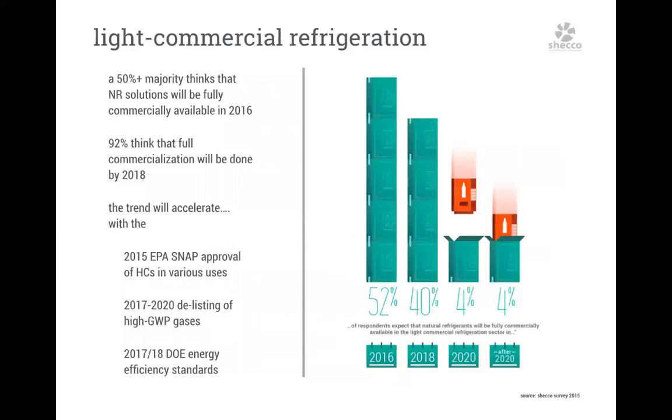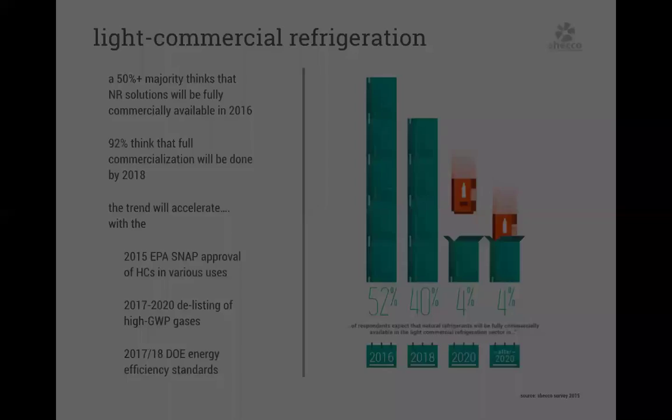So going back to the survey we conducted, the results show that more than 50% think that natural refrigerant solutions will be fully commercially available as from next year onwards, and 90+% think that full commercialization will be done in the next 3 years. The trend will accelerate again with the EPA SNAP approval of hydrocarbons in various applications, the delisting of HFCs on the other side, and the DOE energy efficiency standards, as I mentioned before. So very positive outlook here.